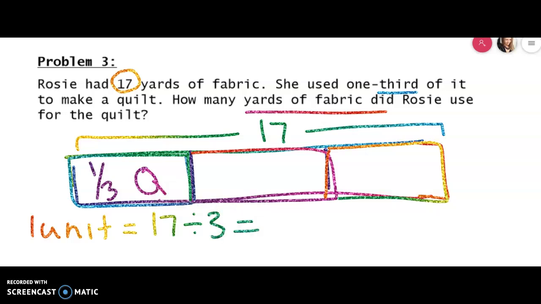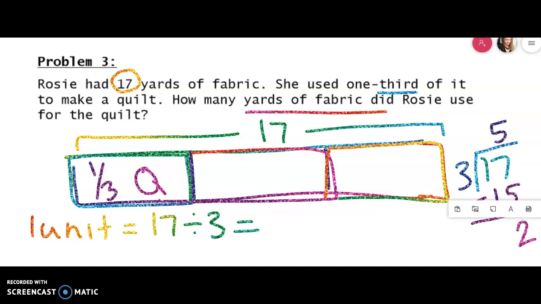Now, 3 doesn't go into 17 very evenly, so you might want to do some long division if that makes you more comfortable. You know that 3 goes into 17 5 times, with a remainder of 2. Remember, when we have a remainder, we can use it as our numerator, and we can use the divisor as our denominator.